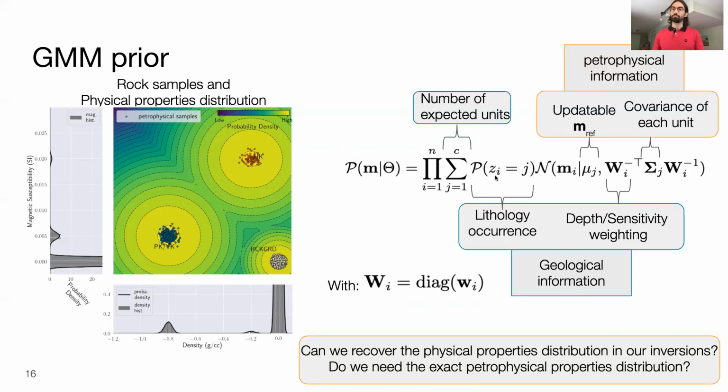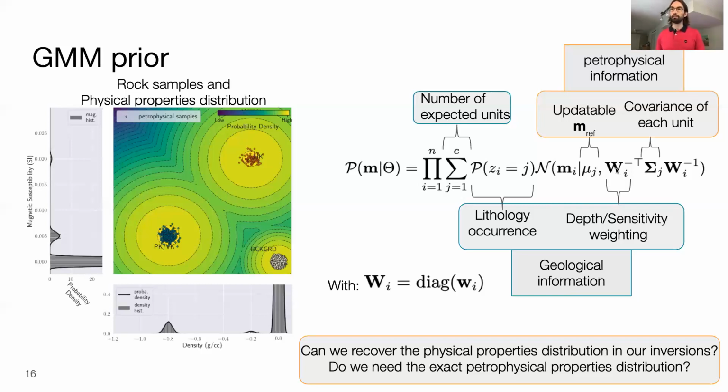Here, the proportion in front of each unit is, at each cell, how much I expect each unit to appear. That's where you can include, for example, geology information about whether you expect a unit to appear more at one place than another. And then we have the Gaussian distribution. We have our mean, which is the mean of the physical properties of each unit, and that's going to play the role of our reference model. And then we have the covariance of each unit, to have information about how tight we want the distribution, or if there is correlation between physical properties within the same rock unit.